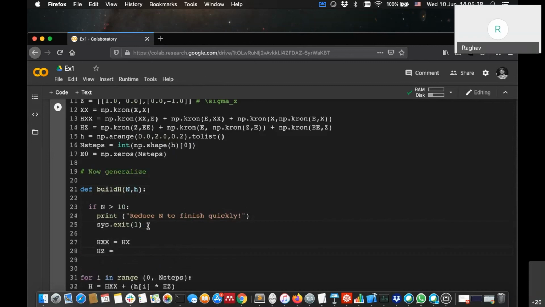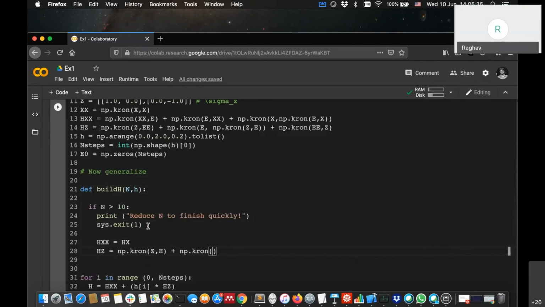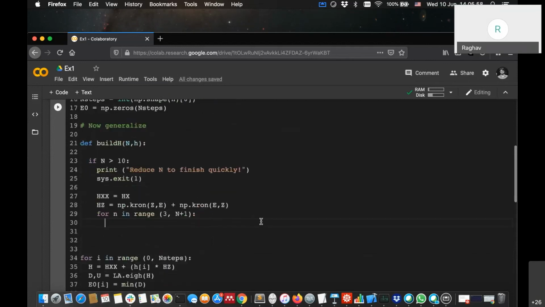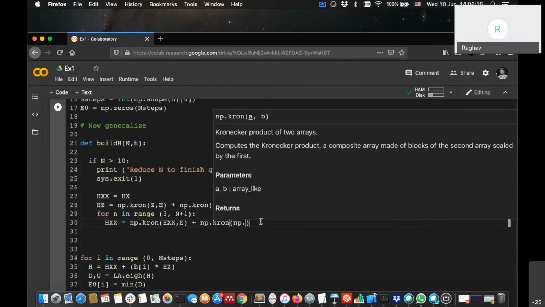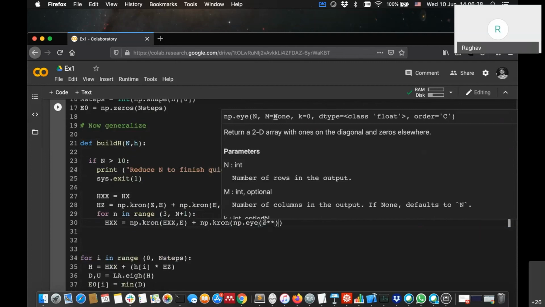I have to do HZ. There are different ways of doing this, but the simplest way I came across was something. Okay, this should be Z. So I'll start from the basic n equal to 3 and then go to some number of spins n, whatever we want to take n as. And H_X is the Kronecker product, I, 2 to the n minus 2.